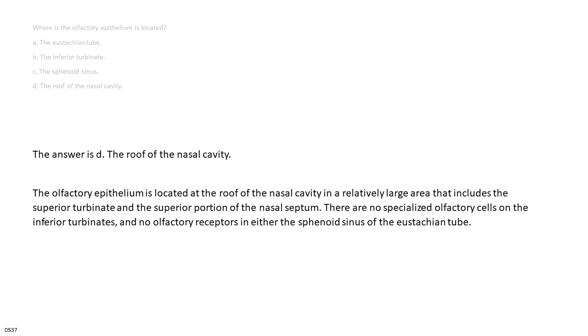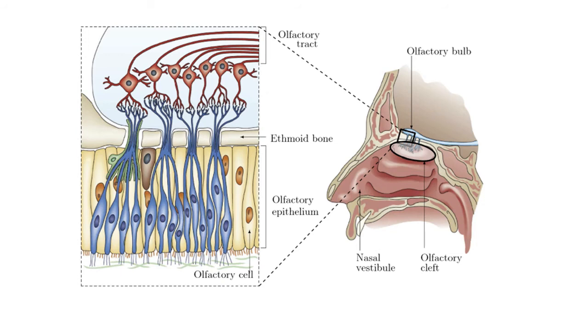The answer is D. The roof of the nasal cavity. The olfactory epithelium is located at the roof of the nasal cavity in a relatively large area that includes the superior turbinate and the superior portion of the nasal septum. There are no specialized olfactory cells on the inferior turbinates, and no olfactory receptors in either the sphenoid sinus or the eustachian tube.